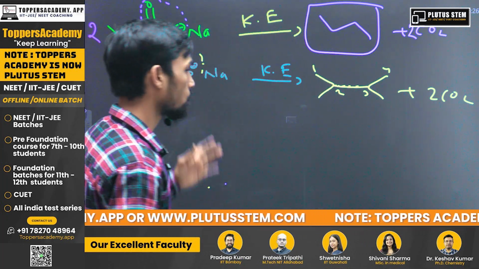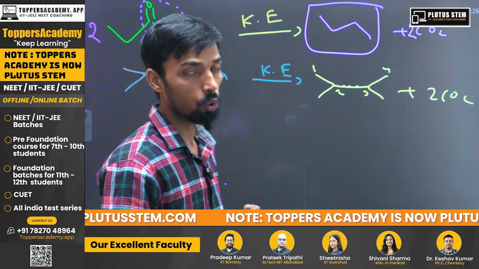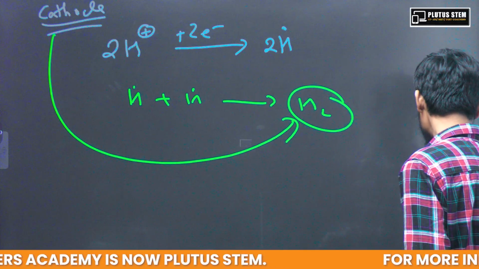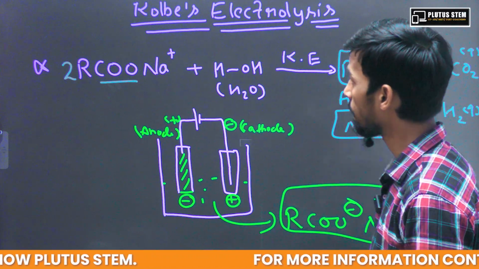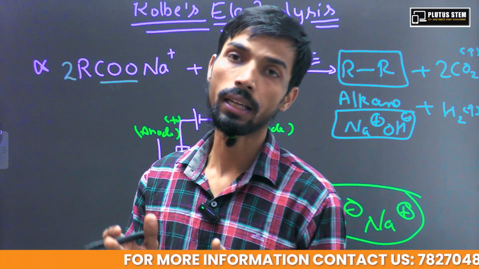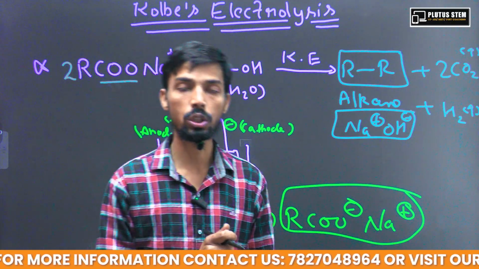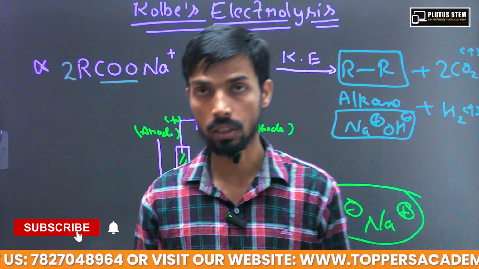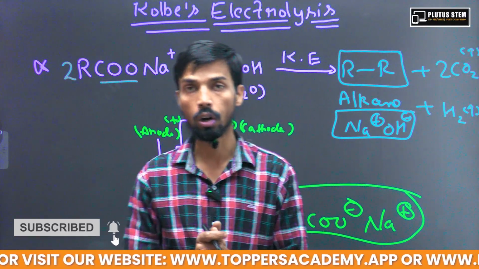So in this way we can solve an enormous number of questions. It is very important from the competitive point of view. I have told you the whole mechanism also. The simple thing is that RCOONa, the sodium salt of carboxylic acid, in the presence of electrolysis, is going to give us the even number of alkane. Thank you.